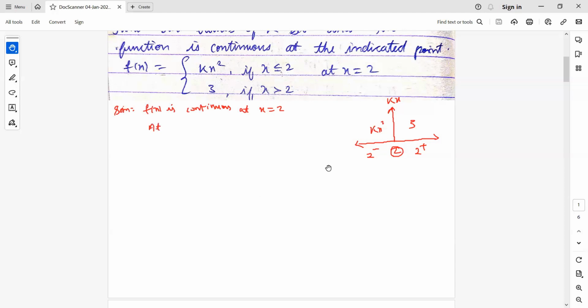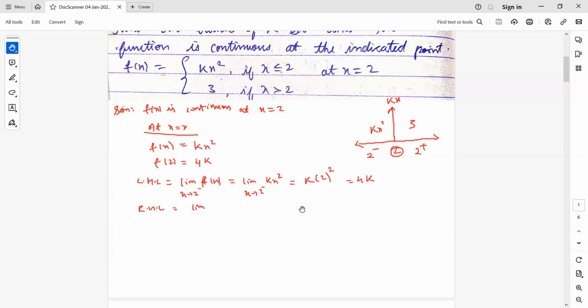Similarly, we will be calculating the RHL now. RHL is the limit of f of x as x tends to 2 plus. When it is greater than 2, the value of the function is 3. Just substitute the value. When no x is involved, the constant is directly the value. So that will be equal to 3.